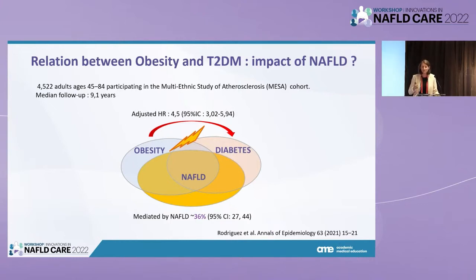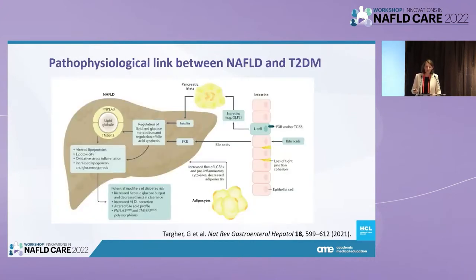NAFLD. So I don't know if this study is accurate, but it's still one study that can help us understand that you have an overlap between three diseases: obesity, with a high risk of NAFLD that itself leads to a high risk of type 2 diabetes. And probably there's an interaction, but it's not exclusively linked all together, and there are several pathophysiological pathways. And this is one of the hypotheses.